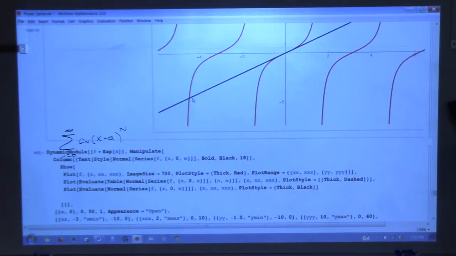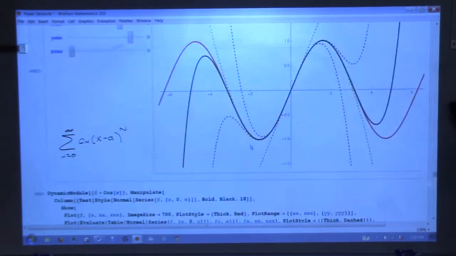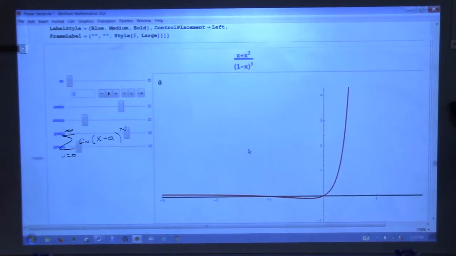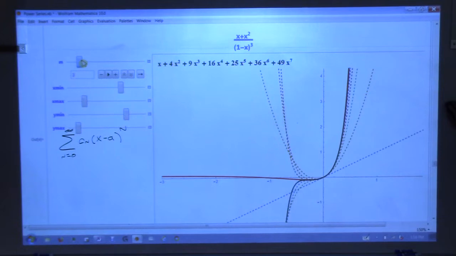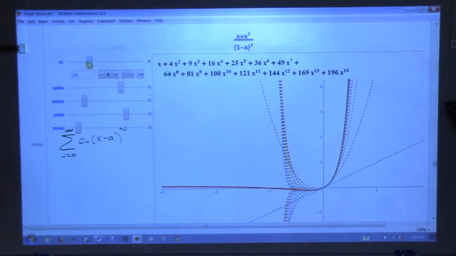What else do I have in store for you? Let me go back up. Here's an interesting one. See this? This is a rational function. So there it is. Now here I come. You see it just marching its way out? I'm slowing my computer down. I'll let it catch up. All right, there we go.